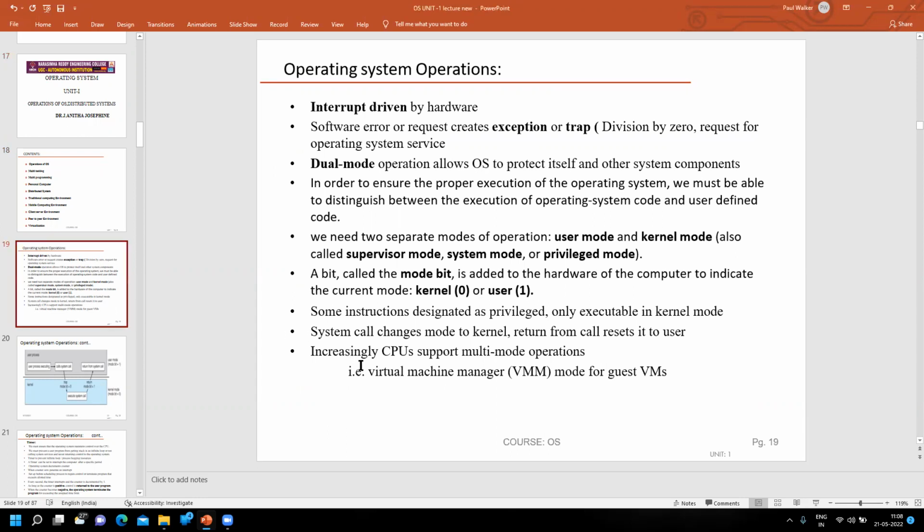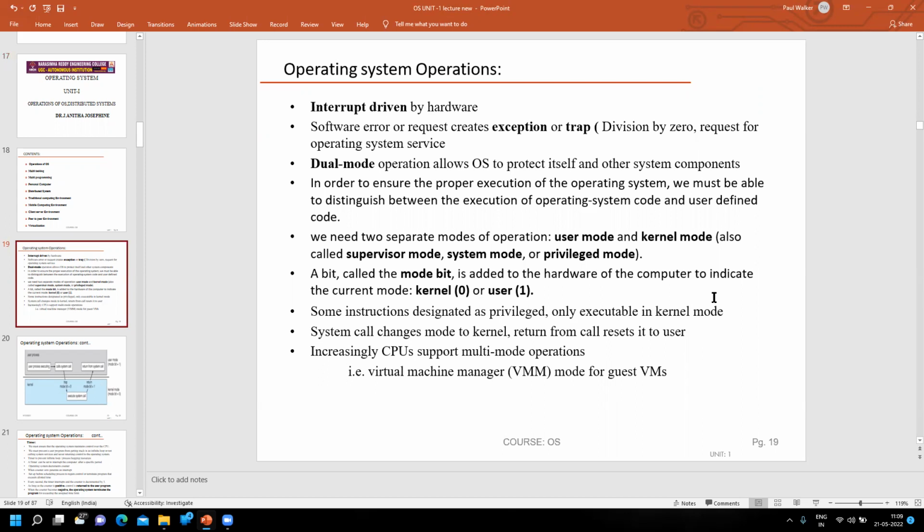As we know, an operating system is software that acts as an interface between computer hardware and a computer user. It is capable of operating in a dual mode. It is capable of protecting itself as well as the other systems. We need two modes of operation: one is user mode and another one is kernel mode. The kernel mode can also be called supervisor mode, system mode, or privileged mode.